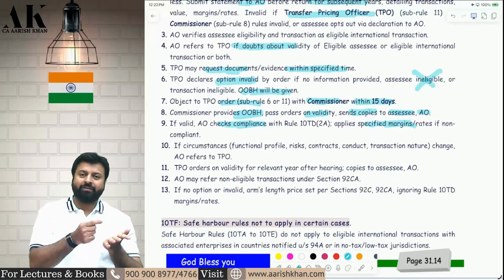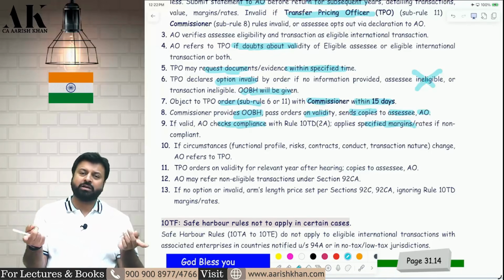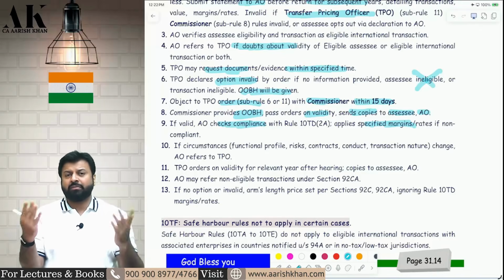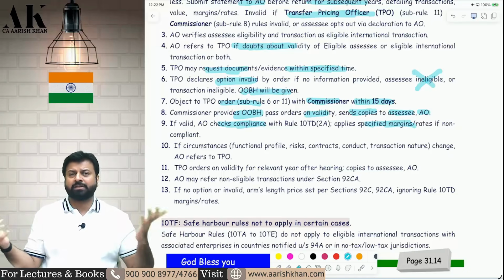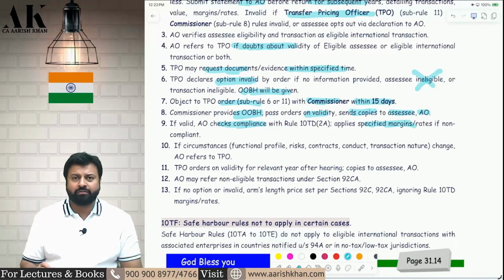The AO may declare it valid or invalid. The AO may also refer to the TPO. The TPO may check valid or invalid. If the TPO declares it invalid, then whom should you go to? You should go to the commissioner. The commissioner will check valid or invalid. If the commissioner says valid, great, go for safe harbor. If the commissioner says not valid, then you should follow the transfer pricing as per normal provisions. I hope it is clear to all of you.